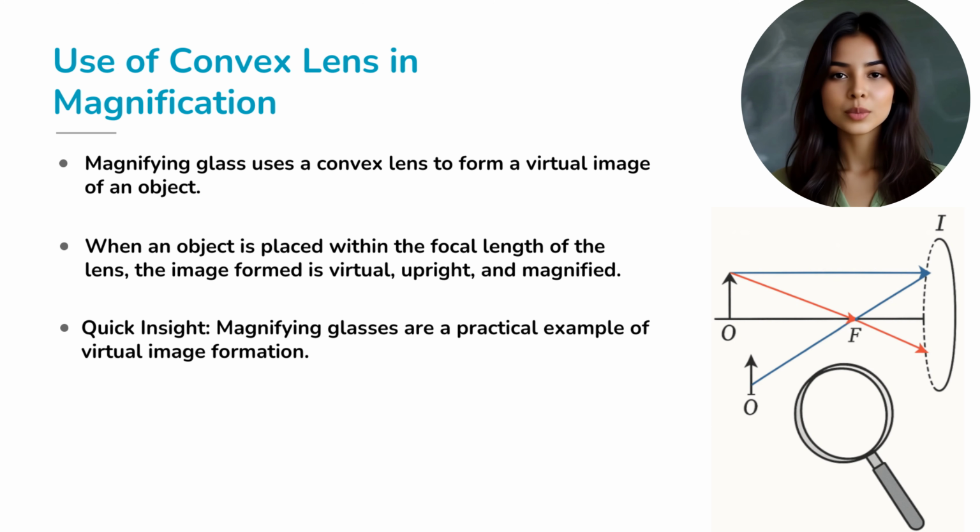They help us zoom in on things that are too small to see clearly, like reading the fine print or examining an insect closely. To wrap up, a convex lens, when used properly within the focal length, creates a virtual, magnified image that makes small objects much easier to view. It's all about bringing distant details into sharp focus.